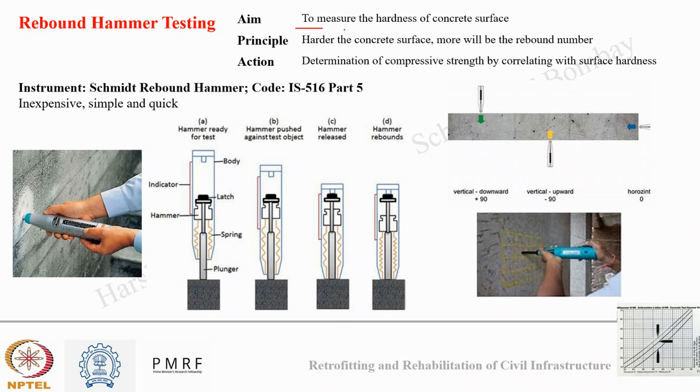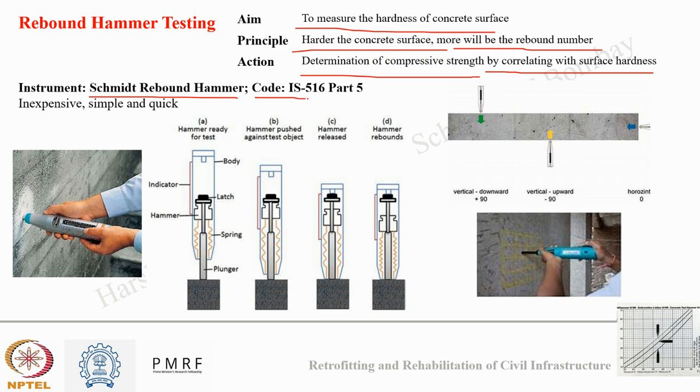The aim of this test is to measure the hardness of concrete, and it is based on the principle that the harder the concrete surface, the higher the rebound number. This helps in determining compressive strength by relating the strength with the rebound number or surface hardness. This test is performed using a Schmidt's rebound hammer as per the codal provisions of IS 516 Part 5. What makes this test suitable for site inspection is that it is inexpensive, quick, and simple. You can see in the first image a rebound hammer being operated on a concrete wall.